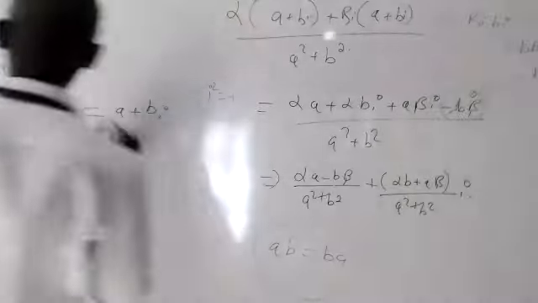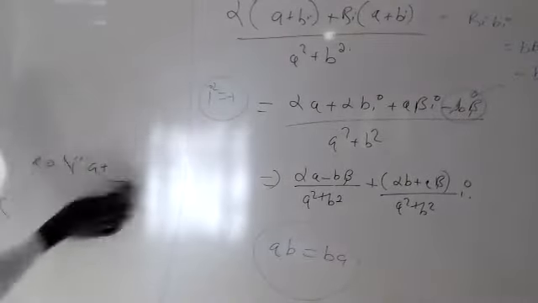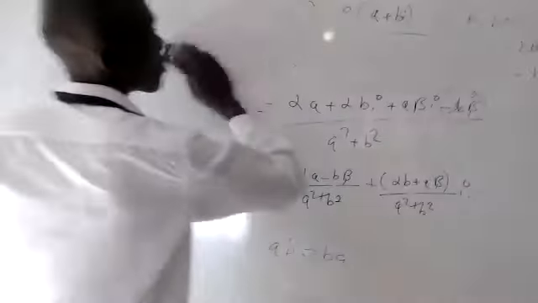Okay. Next question. What was the next question? Z cubed minus 1 is equal to 0. Find the cube roots of this, and then represent this in the Cartesian plane or in the Argand diagram.